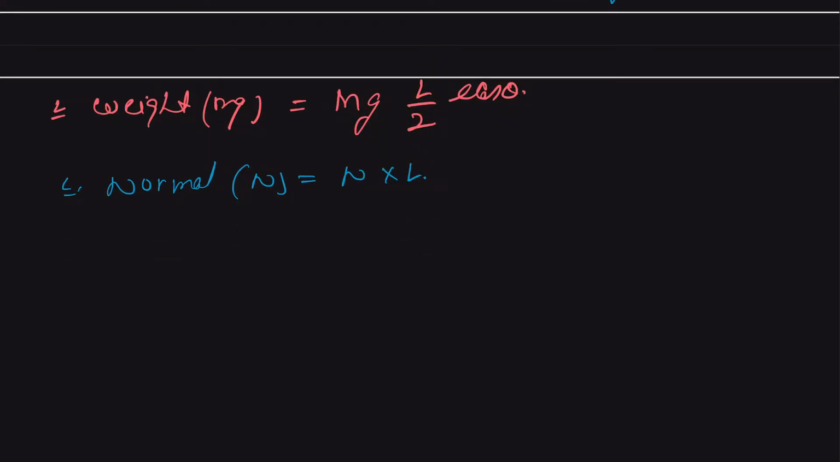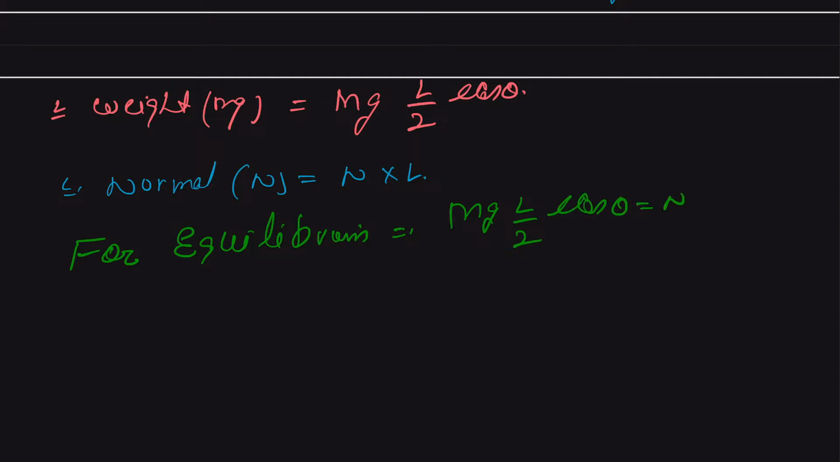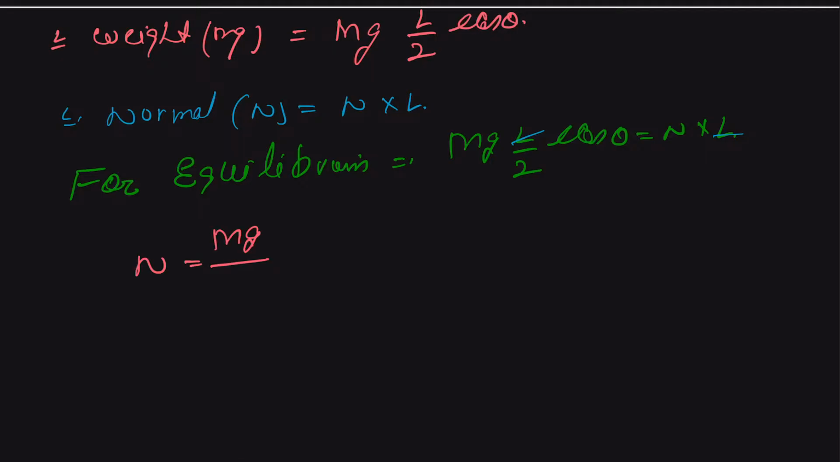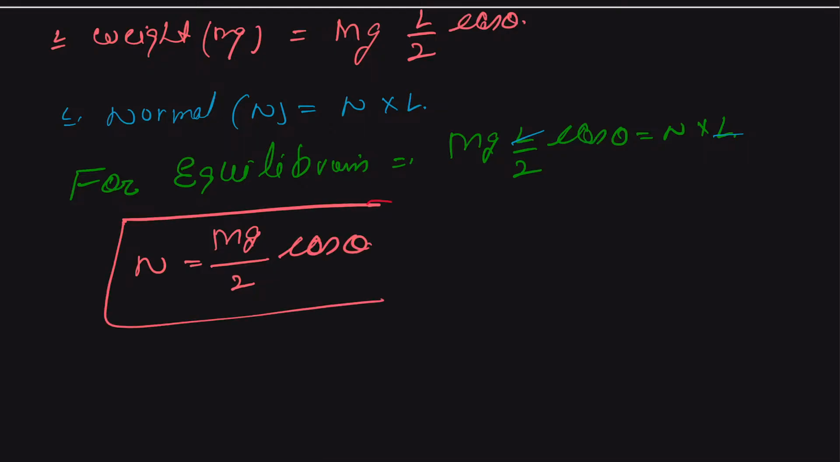So we can say for equilibrium, we can write that mg L by 2 cos of theta should be equal to N multiplied by L. And this L and L cancel out. From here we get that the value of the normal is equal to mg by 2 cos of theta. So this is the value of the normal.